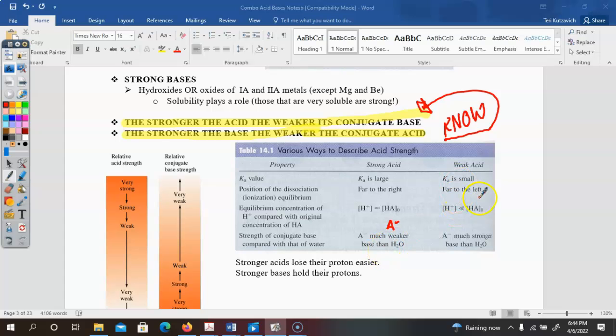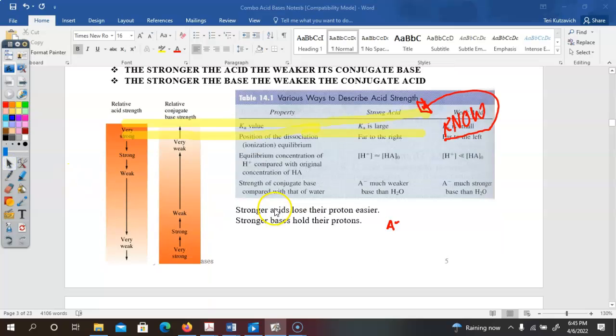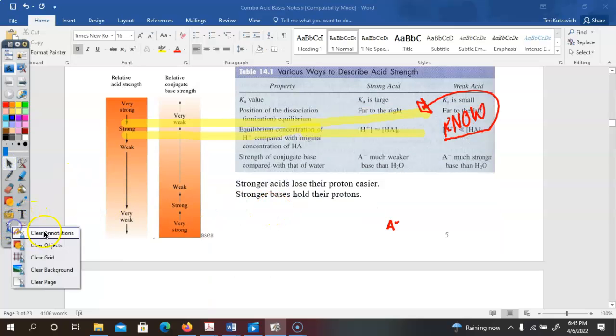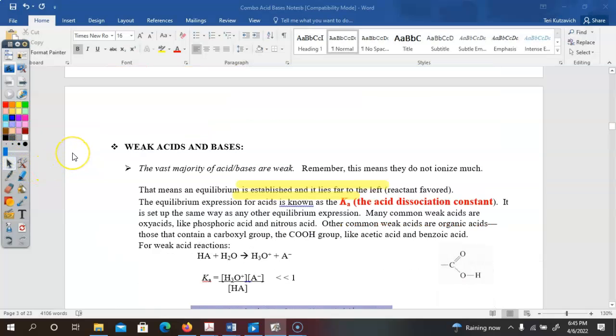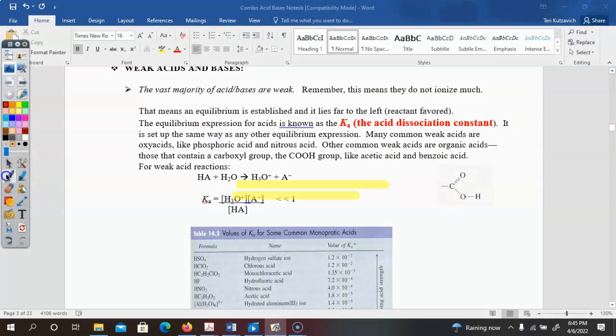Another way you could look at it is the opposite way, looking at a weak acid. I always remember it like this. Stronger acids lose their protons easier. Stronger bases hold their protons more. I think that's easier for you to remember than remembering all this. All right. That is it for strong acids and bases. Now we're going to get into the fun part of weak acids and bases. So I'm going to stop the video and start a new one.